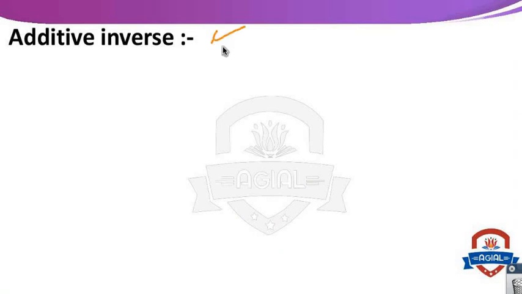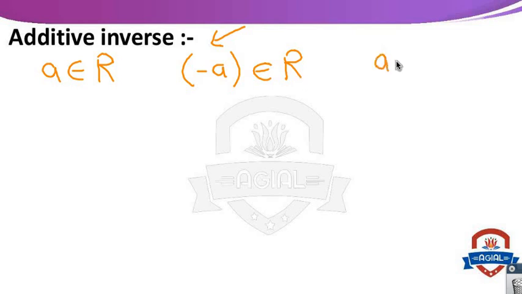The last property is the additive inverse. If we have A belongs to R, there is negative A belongs to R, where A plus negative A equals 0. And 0 here, as we said before, is the additive neutral.